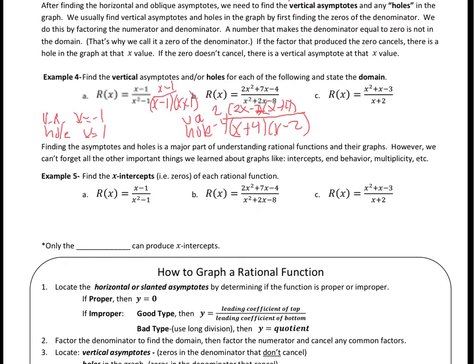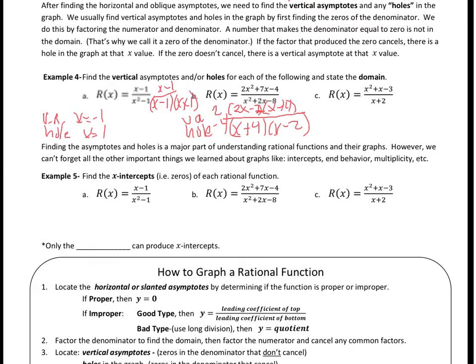So the question was asked, is 1/2 a hole, and the answer is no, because the numerator doesn't have anything to do with it unless it's a common factor. The numerator can be 0. A 0 numerator is totally fine. It's a 0 denominator where we get in trouble.